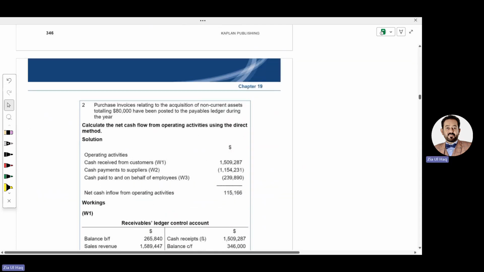What do we need to do? Purchase invoices relating to acquisition of non-current assets totaling 80,000 have been posted to the payable ledger during the year. This relates to investing. Calculate the net cash flow from operating activities using the direct method. Using the direct method, we need to calculate the cash flow from operating activities.